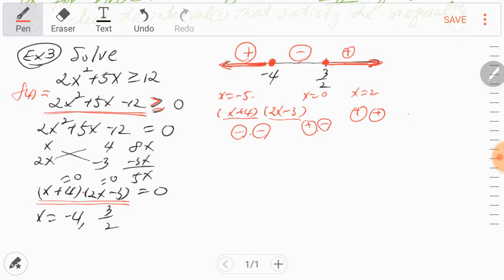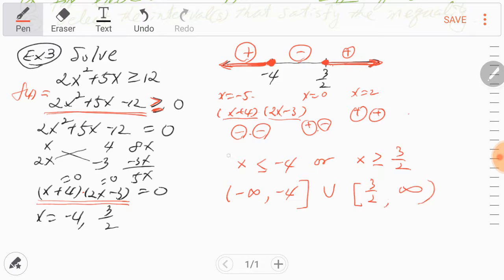Alright, and then there's the equal sign. Equal sign, that means we include the endpoint. So the solution is what? X is less than or equal to negative 4, or x is greater than or equal to 3 halves. This is the solution. Or we can use interval notation. So negative infinity to where? All the way to negative 4. And then negative 4 is included. Or means union. X starts from 3 over 2, included, all the way to the right. So we can write the answer in this way.